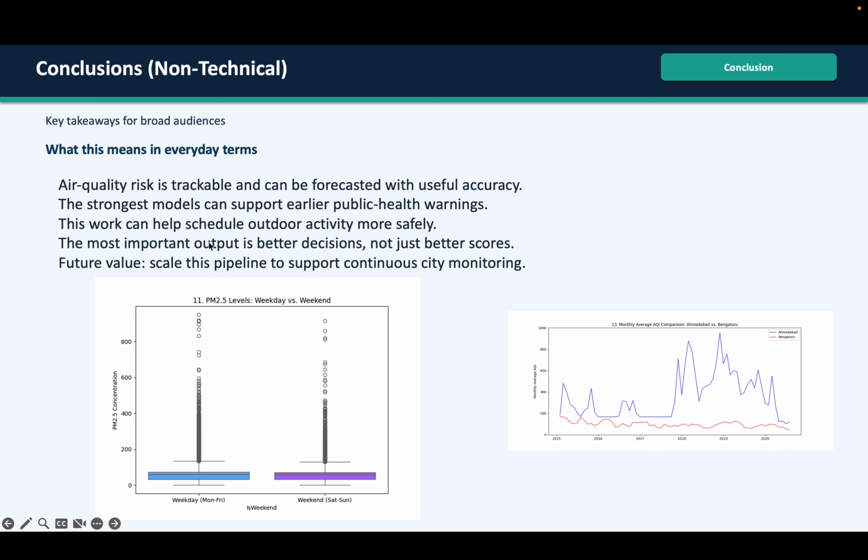The future scope of this project is to scale this into a pipeline for supporting continuous city monitoring, which could make use of something like LSTM models, which can take into consideration the actual data, which is the PM 2.5, PM10, the current values of it, and then spit out a value of the AQI in real time.